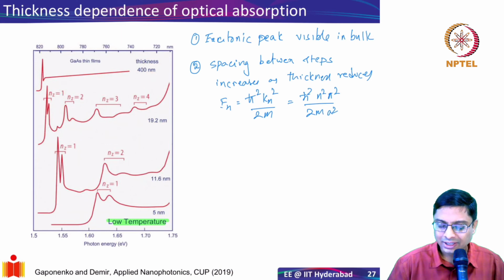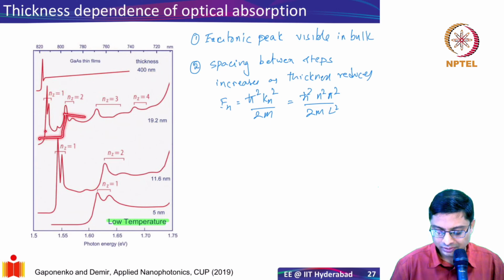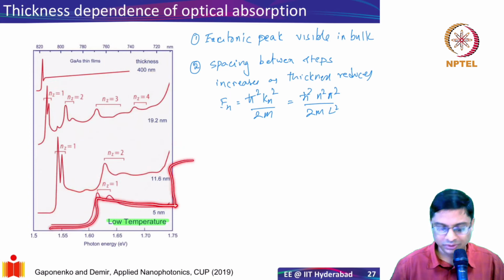When my a or L, sometimes let me write it as L², when my L reduces, thickness reduces, the spacing between them, you can calculate for n equal to 1, 2, 3 and so on. What is the spacing? You'll see that this is how it is going to be. So this is basically a step function. If I have to draw, it will be something like this and so on. It becomes weaker. And similarly here you have steps, one step. Beyond that you don't see.